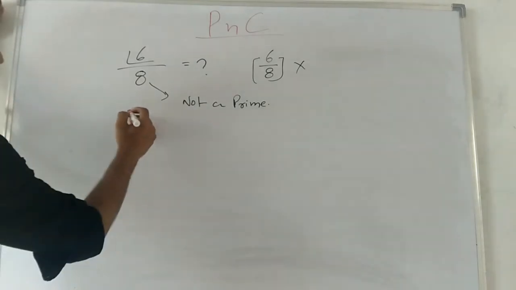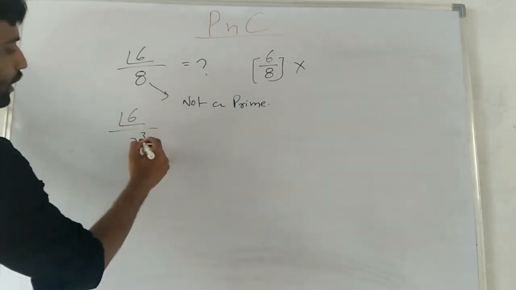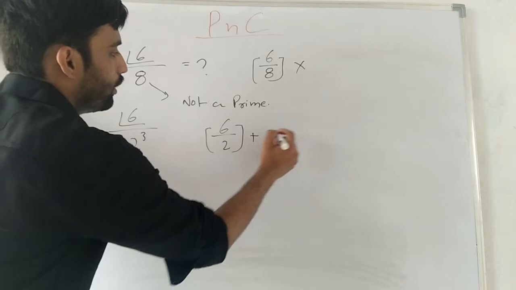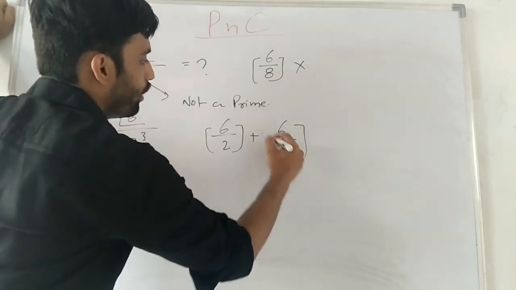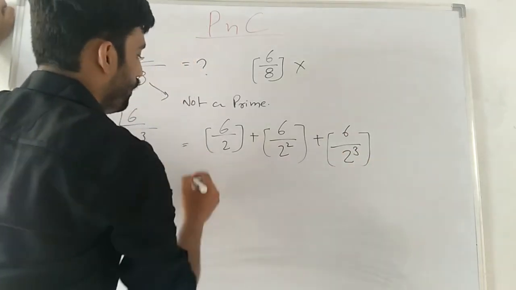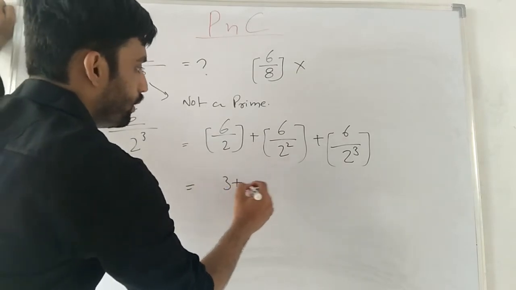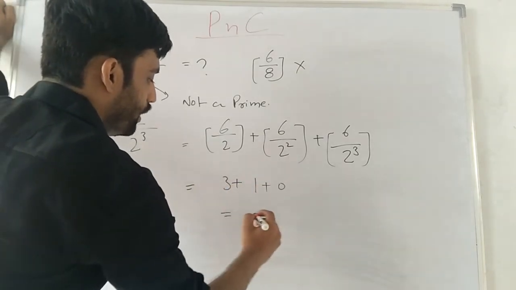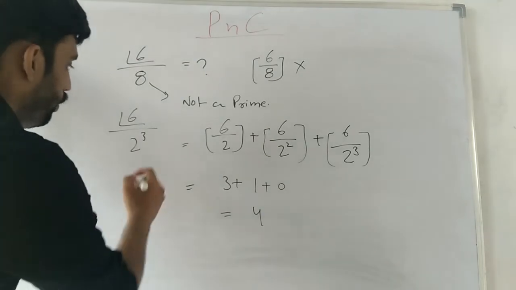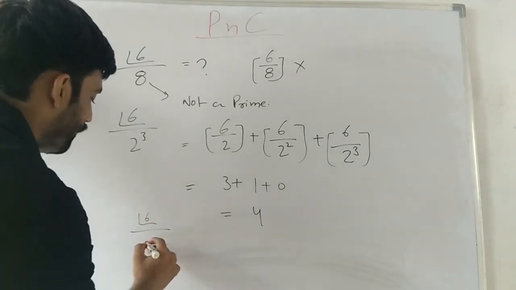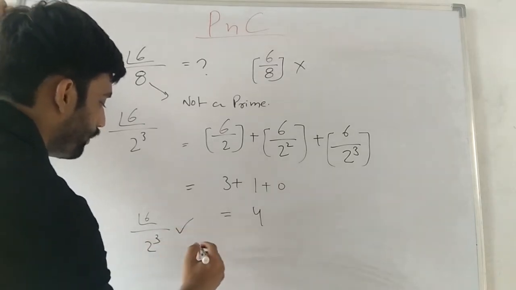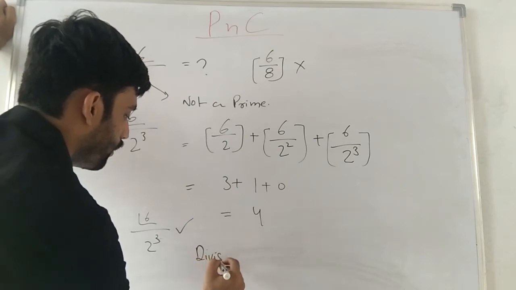So what we will do now is convert it into a prime number: 6 upon 2 to the power 3. Now 2 is a prime number, and again using the formula, 6 upon 2 plus 6 upon 2 to the power 2 plus 6 upon 2 to the power 3, and after solving we will get 3 plus 1 plus 0, which means we have the fourth power of 2 available in the expansion of factorial 6. So factorial 6 will be divisible by 2 to the power 3, which means 8. Divisible.